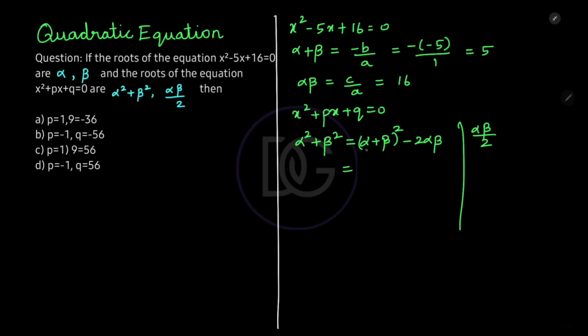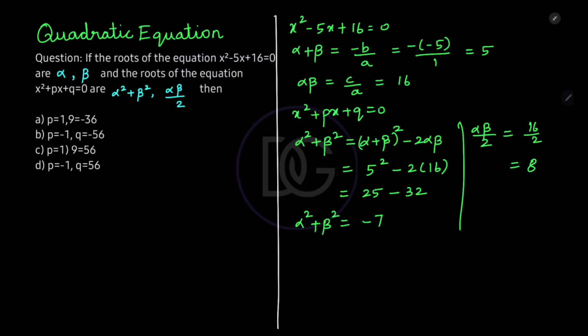So just substitute the value of alpha plus beta, 5 square minus 2 into alpha beta, 16. Then 25 minus 2 into 16, which is 32. Finally, minus 7 is alpha square plus beta square. Then alpha beta by 2: here we know the value of alpha beta, that is 16 by 2.